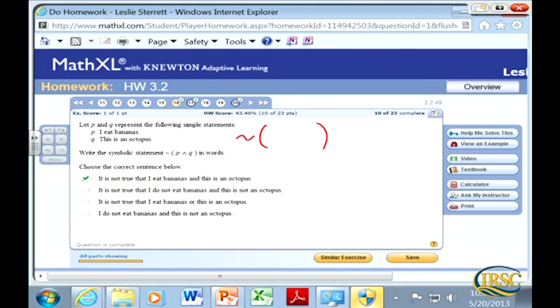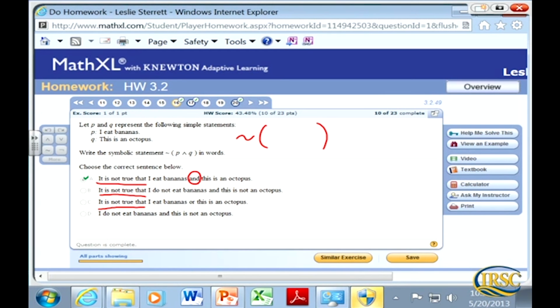Okay, so if you recall, some of you did recall that I said if you see this negation outside parentheses, then you're going to start out with, it is not true that. And so you did have a couple choices like that. And then you just follow with exactly what's inside parentheses. And what was inside parentheses was P and Q: I eat bananas and this is an octopus. Don't change anything else to what you see inside of there. So that's what you saw in that first choice.